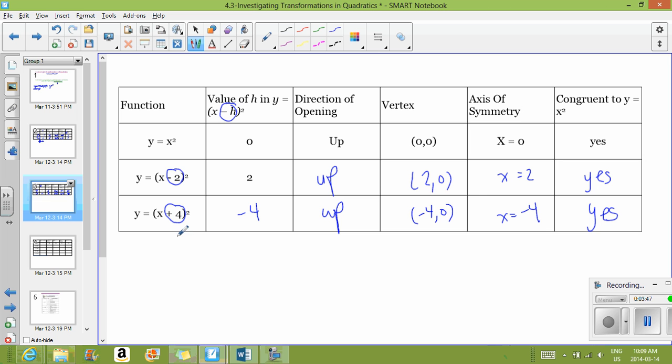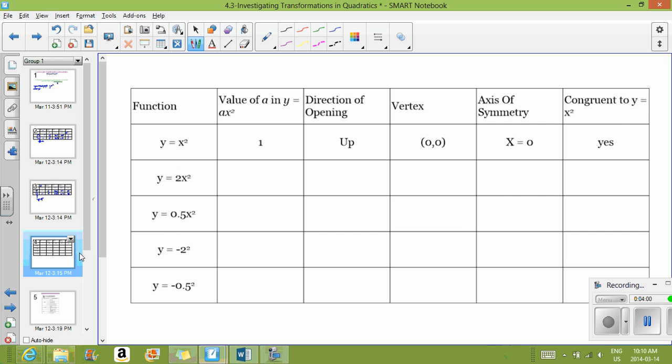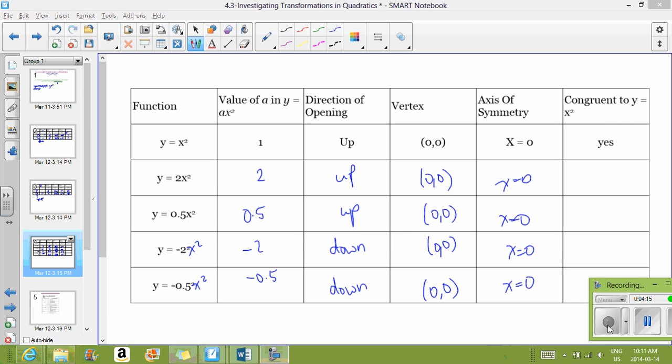If we go back, what did this value do? This value shifted our graph left or right. So the h value is the transformation of translating left or right. Here's the next table. Just note that it's not negative 2 squared. It should be negative 2x squared and negative 0.5x squared. You're going to put these on Desmos or whichever technology you're using and fill in the chart. See what happens, then push pause and check back.